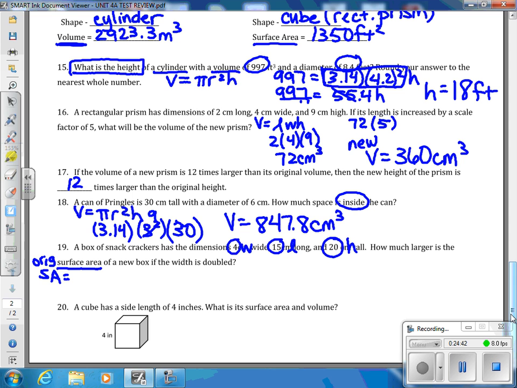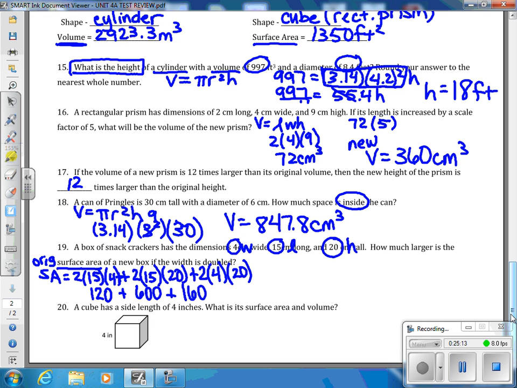original surface area. So that would be 2 times 15 times 4 plus 2 times 15 times 20 plus 2 times 4 times 20. And remember, you must do all three multiplications before you can do any adding. So after multiplying the first group together, you get 120. After multiplying the second group together, you get 600. After multiplying the third group together, you get 160.